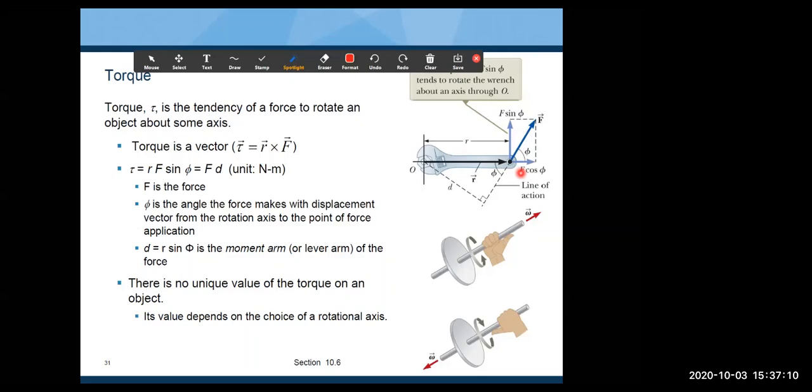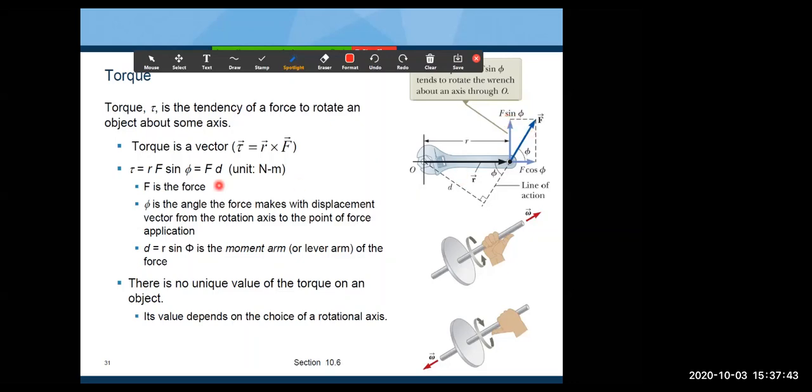Turning effect is greatest when phi is equal to 90 degrees. So we could see that it is the component of the force, F sine phi, that is most important. The component of the force parallel to r contributes nothing. So that is why we have the sine phi in the equation.